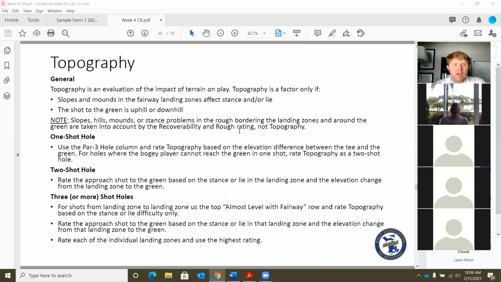And so keep in mind that when you're going from landing zone to landing zone, you're only looking at the stance or lie difficulty. You're not looking at elevation in that instance.